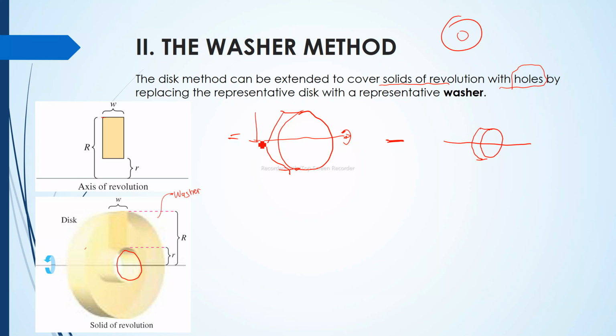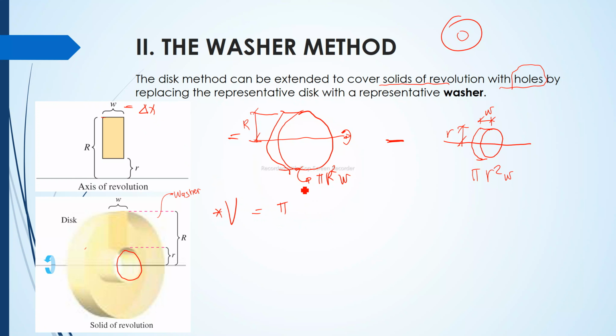If the radius of the larger disk is represented by capital R, and the radius of the smaller disk is represented by small r, then the same thing applies. You will have pi R squared times the thickness w, minus pi small r squared times the thickness w. Now for a representative rectangle, the thickness is just equal to delta x. So the volume of that washer is, if we place the constant outside, pi.